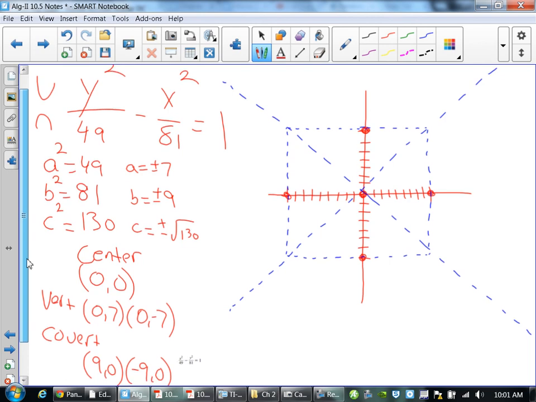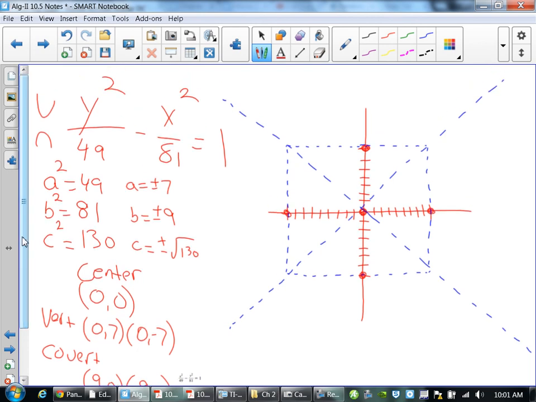We got to put our foci in. Our foci would be at plus or minus the square root of 130. Well, square root of 130 is larger than the square root of 121, but it's smaller than the square root of 144, so it's somewhere between 11 and 12. So here's 7, since this has got to go vertical, 7, 8, 9, 10, 11, 12.